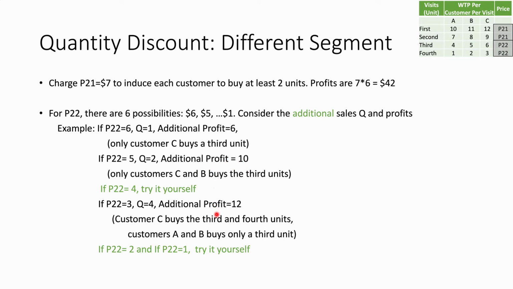You can try all these calculations yourself, and ultimately you compare the profit at these price levels, and we'll figure out the optimal P22 is either $3 or $4.